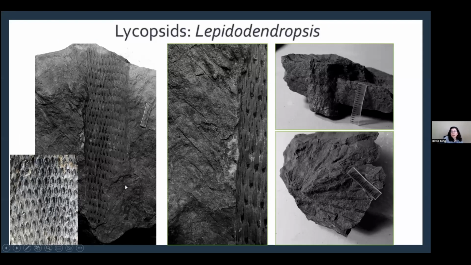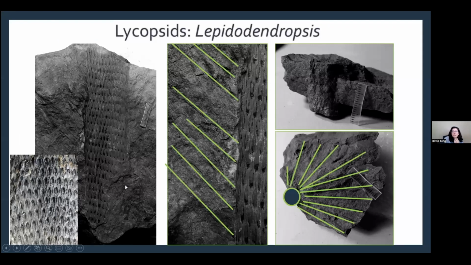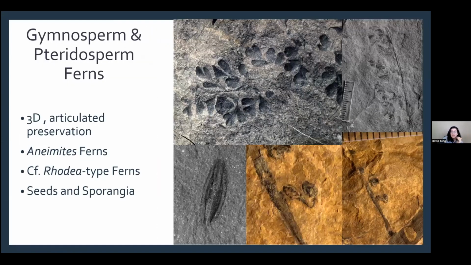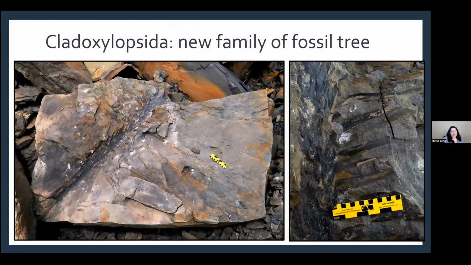We also have lycopods that have really nice pinnules preserved as well. We have different types of ferns, as well as seeds and sporangia. So the likelihood of us being able to extract some palynology, or use the palynology to tie back to the plants, is quite high, as we have a new family of fossil tree.